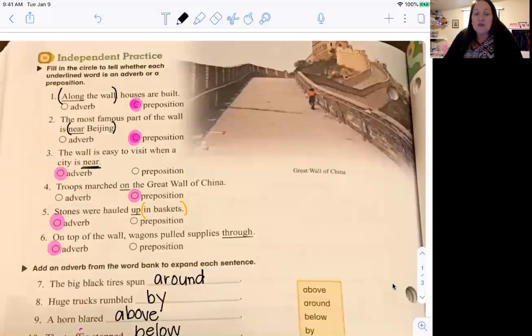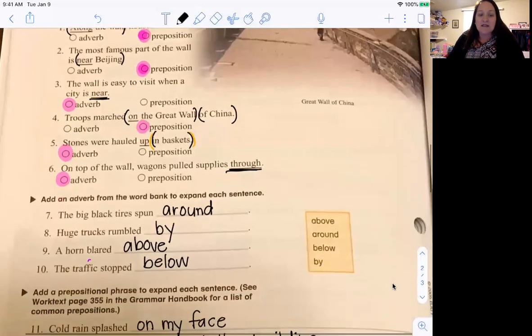Number 4, troops marched on the Great Wall of China. Prepositional phrases, on the Great Wall and of China. So on is a preposition. Number 5 is a little tricky. Stones were hauled up in baskets. Well, first thing we do, if it's not at the end of the sentence, we say, are there prepositional phrases? And in this case, in baskets is a prepositional phrase. So up is an adverb. And number 6, on top of the wall, wagons pulled supplies through. It's at the end of a sentence, so it has to be an adverb. Good.